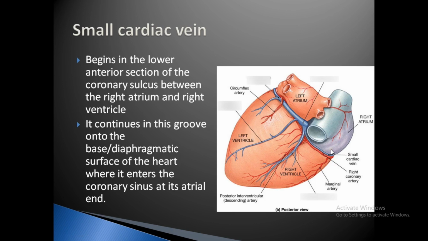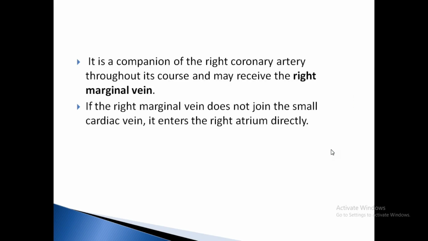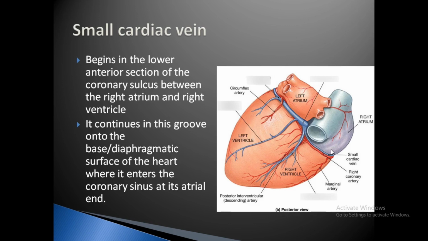It is a companion of the right coronary artery throughout its course and may receive the right marginal vein. If the right marginal vein does not join the small cardiac vein, it enters the right atrium directly. So the small cardiac vein basically originates between the right atrium and the right ventricle, and obviously you can see that the right coronary artery accompanies it. It continues in this groove onto the base or the diaphragmatic surface of the heart, and then it enters the coronary sinus at its atrial end.